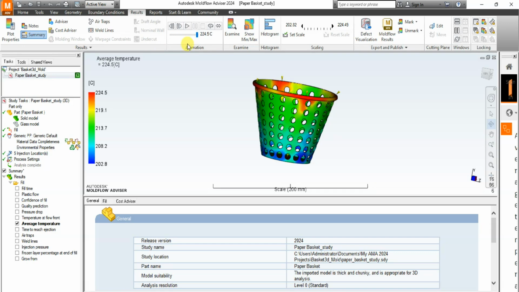Now the average temperature result indicates the average bulk temperature through the thickness of the part at the end of fill. This must be noted. The temperature of the polymer melt changes not only with time and location, but also with thickness during the entire injection molding cycle. You should very well take note of that.